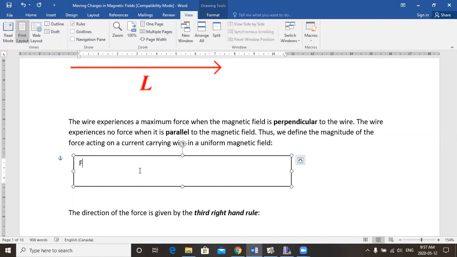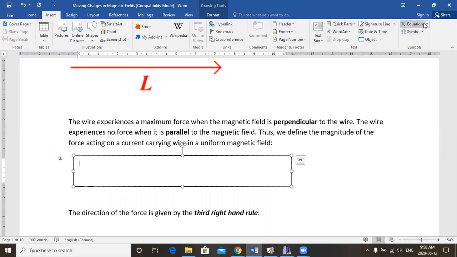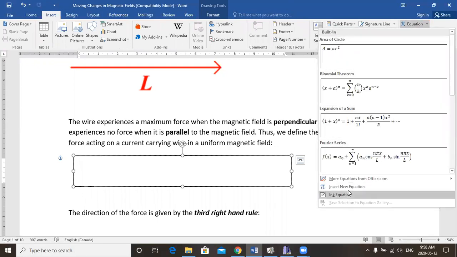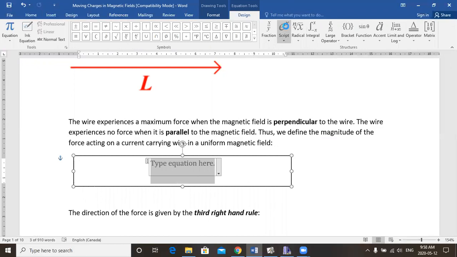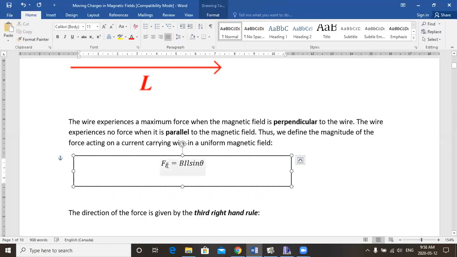So the magnetic force, FB, equals magnetic field B times the current I times the length L multiplied by sine theta. That was our magnetic force.